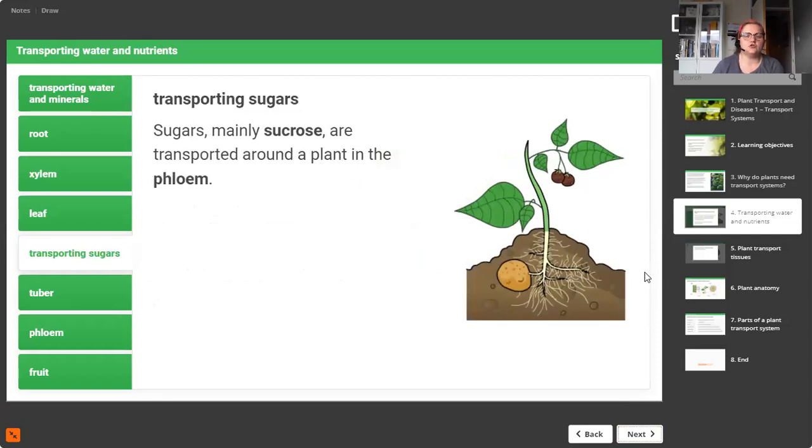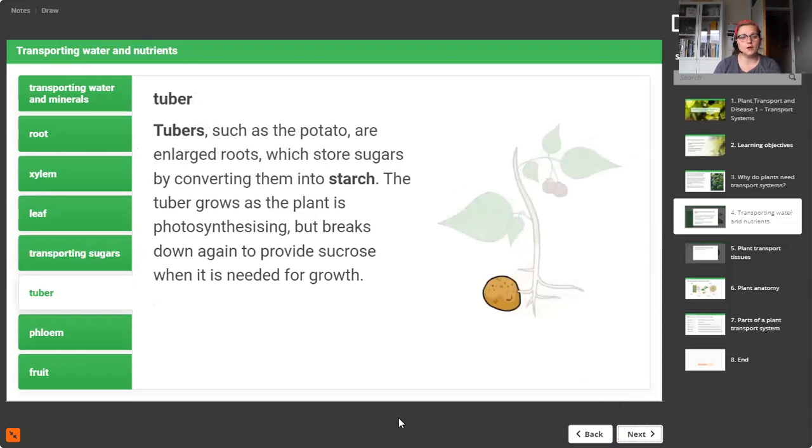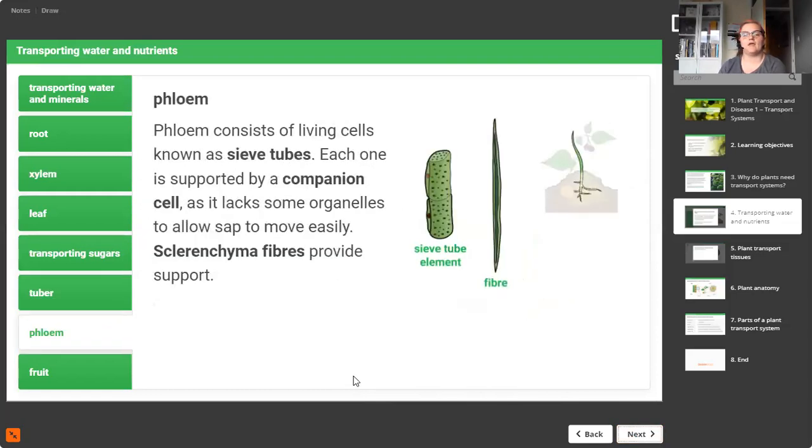Sugars, such as sucrose, are transported via the phloem. We also have a tuber. So tubers such as potatoes are enlarged roots, and these store sugar and convert it into starch. The tuber grows as a plant is photosynthesizing, but it will then break down again to provide sucrose when it's needed for growth.